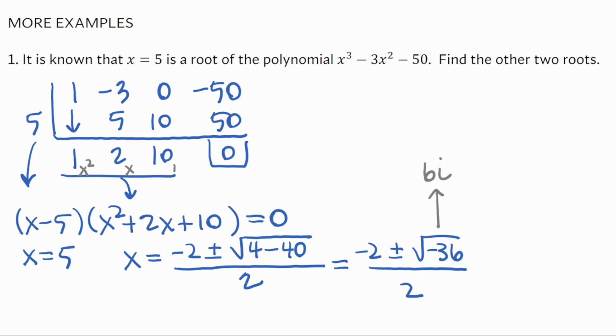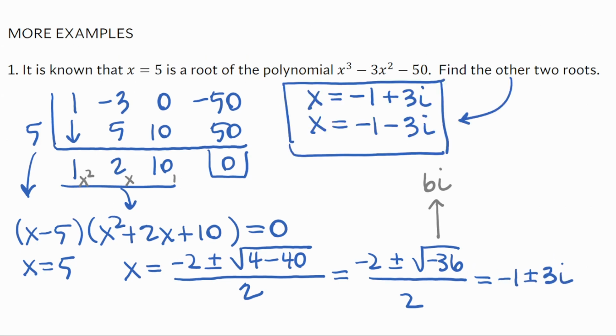That's 6 times i. So if I have negative 2 plus or minus 6i divided by 2, I've got to divide everything by 2, that whole addition or subtraction, I guess. And so I'll get negative 1 plus or minus 3i. And so those are my other two roots: negative 1 plus 3i and negative 1 minus 3i. Notice those are conjugates. But like I said, we'll have more to say about this in the next lesson.